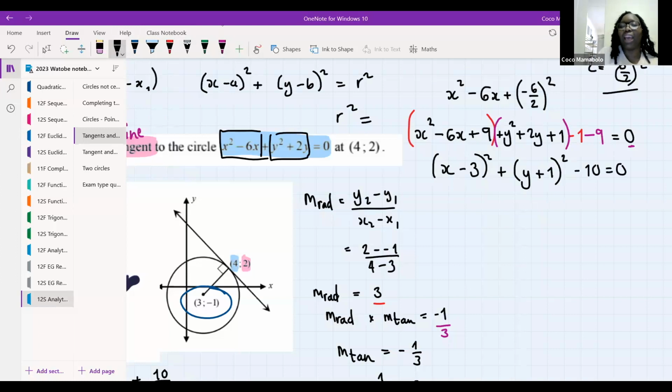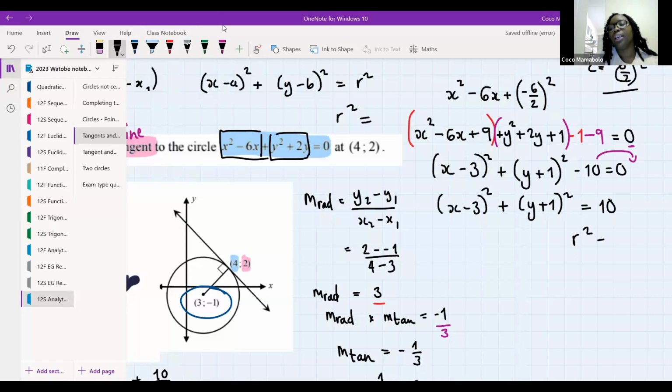I now know that I just want this part on this side. So I'm going to take my negative 10 over to that other side. So when I complete the square, I'm going to have x minus 3 all squared plus y plus 1 all squared is equal to 10. So my radius squared is equal to 10. If I were to look for my radius, then I would find the square root of 10. And that would be my radius.